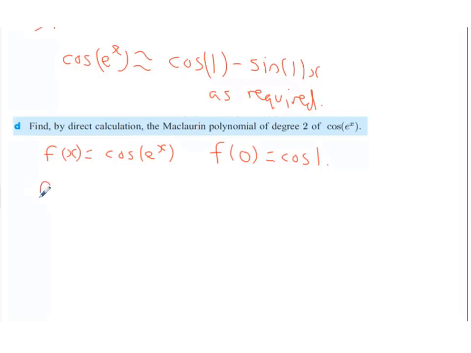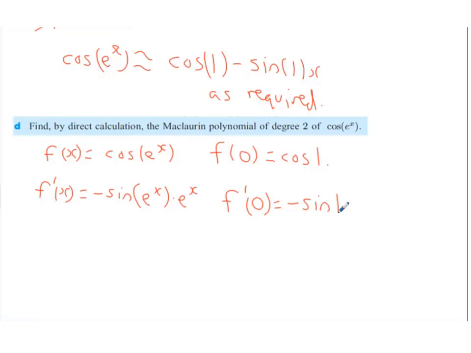So f dashed x is going to be minus sine of e to the x times the derivative of the bit in the bracket. E to the x differentiates to itself, so times e to the x. F dashed 0 is going to be, well, e to the 0 is 1, so it's minus sine of 1 times 1, so that's minus sine 1. Just think, we've got a cos 1 and a minus sine 1. We've used both of those previously.